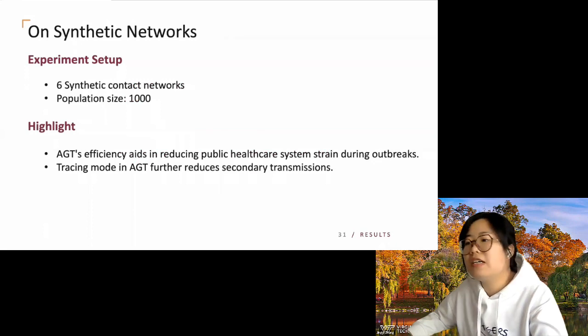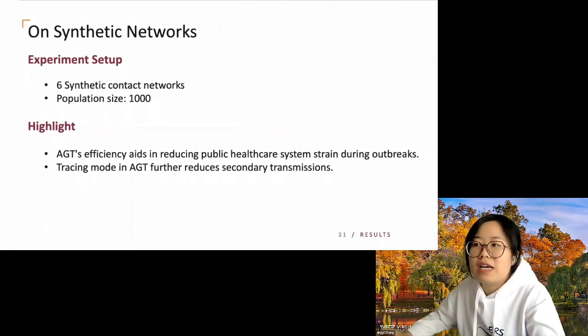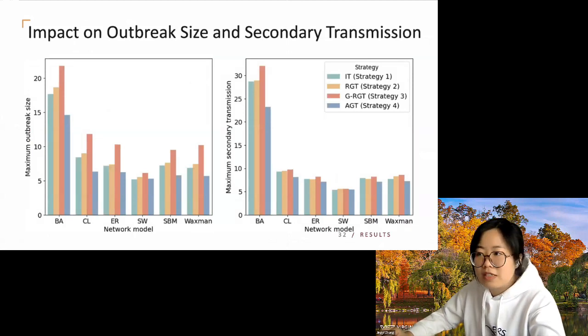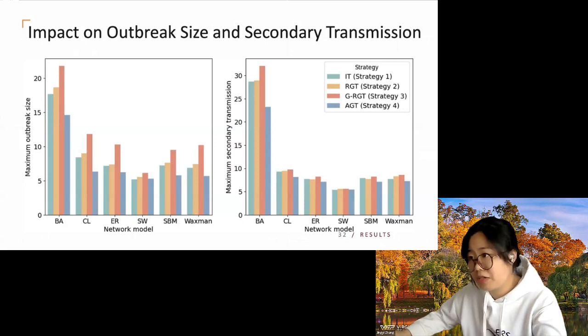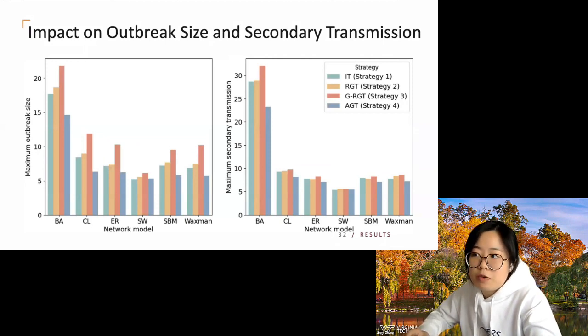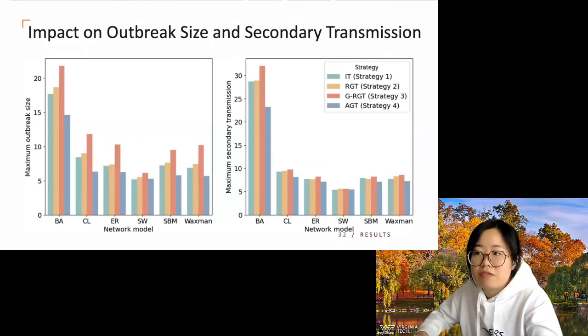Now let's dive into some details. The first experiment tries to examine the performance of the testing strategies on synthetic contact networks with a population of 1,000. Here we want to highlight how effective our method is in containing the outbreak and reducing the secondary transmission. Here we have 2 key performance indicators plotted on the y-axis. On the left, we have the maximum outbreak size, and on the right, the maximum number of secondary transmissions. For both metrics, the lower the values, the better the strategy performs in controlling the spread of the infection.